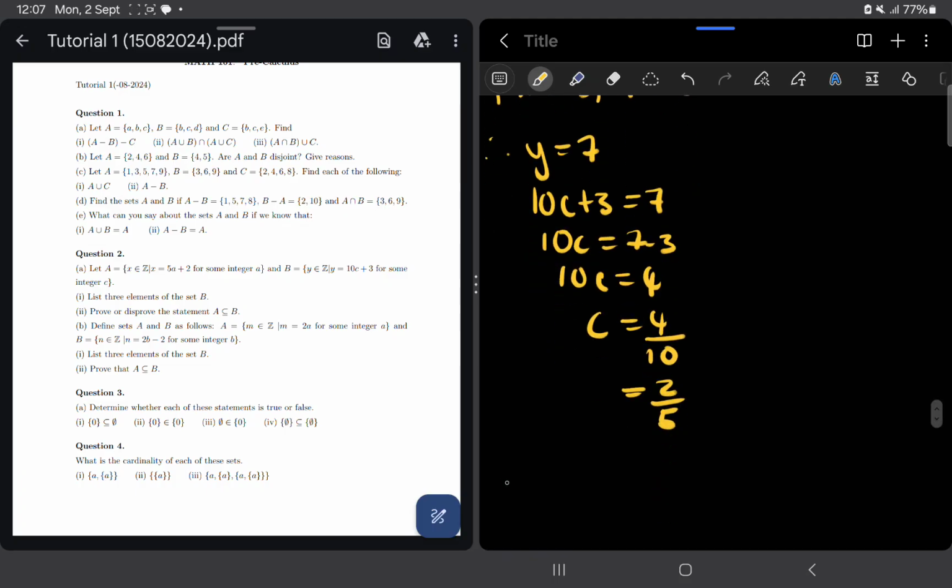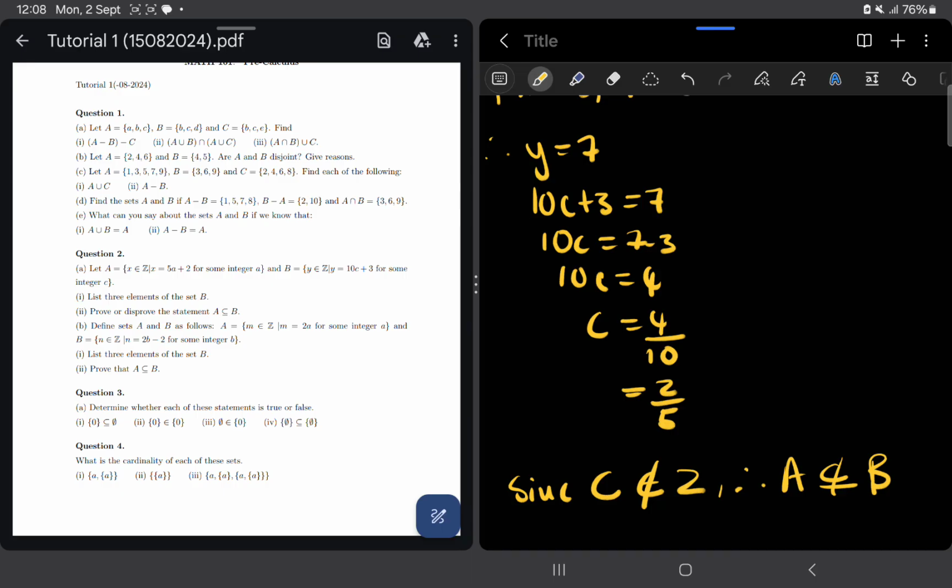And you say since C is not an element of integers, C is not an integer here, therefore it means that A is not a subset of B, because it makes C to be a value which is not an integer. And yet C is only integers. So that means this is not agreeing. It's not agreeing. That's the same thing we did in the last example.